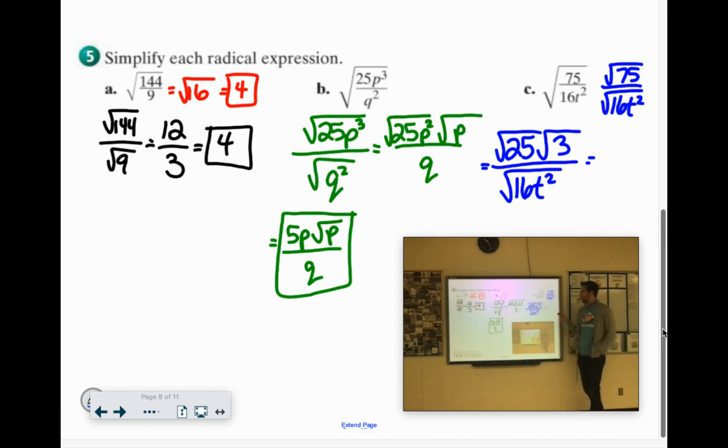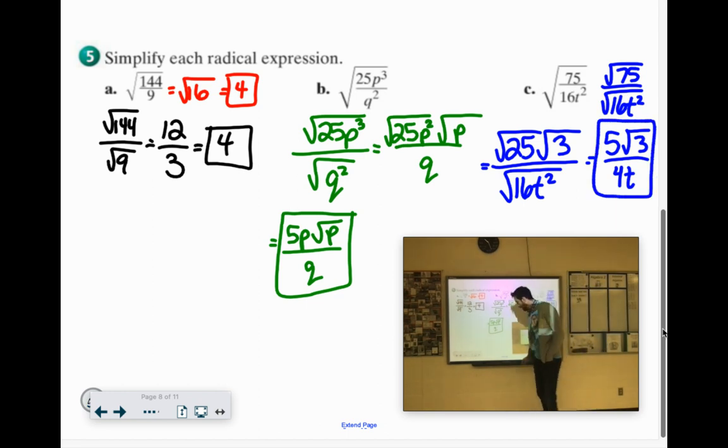So then we're ready for our final answer. Square root of 25 is 5. 5 root 3. Square root of 16 is 4. And the square root of t squared is t to the first. Make sure you can't simplify anything out in front. 5 over 4, nothing to do there. So that's it. Cool. Let's try some more.